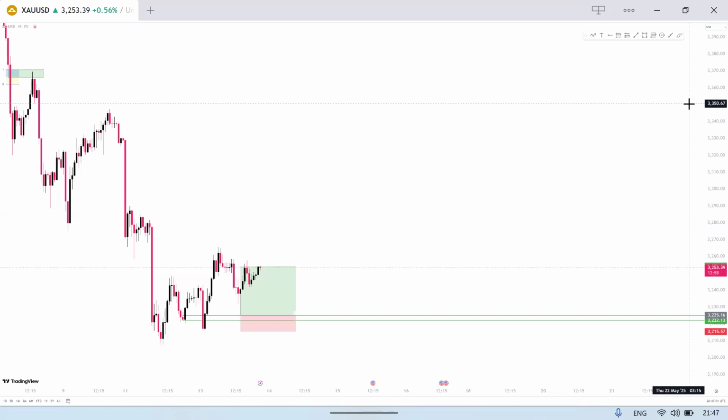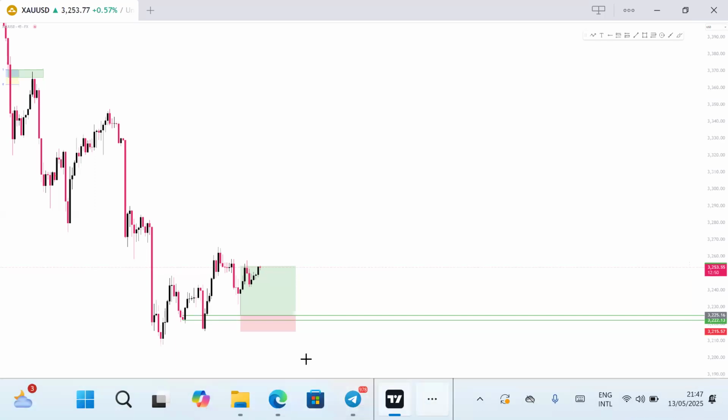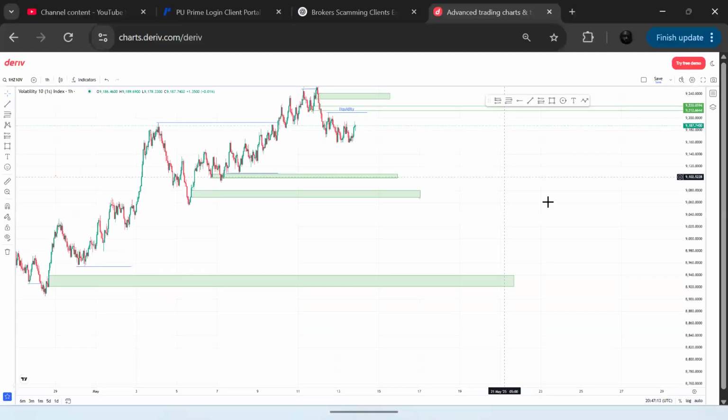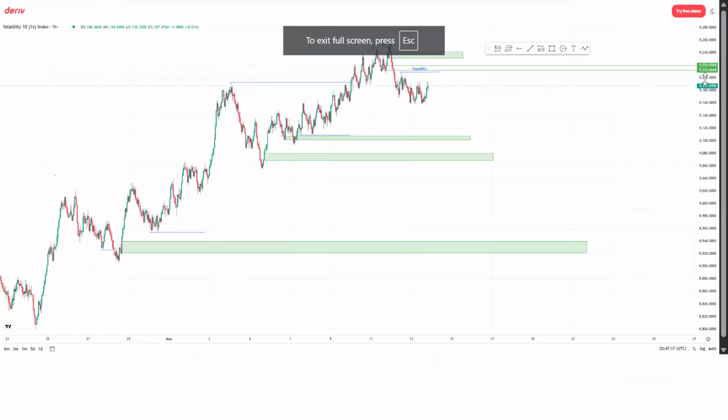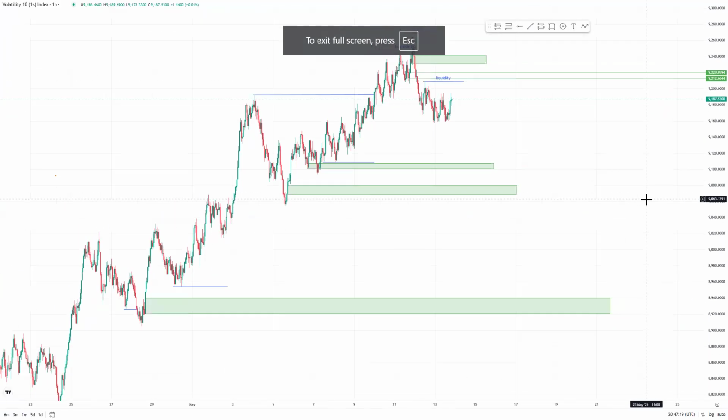I will just maybe look for a chart example. Okay, there was one analysis I did on Deriv. I just wanted it because forex pairs have been misbehaving lately, so I just opened my Deriv chart today.